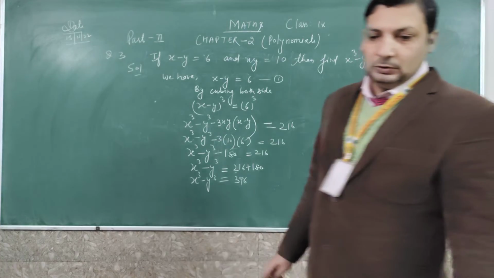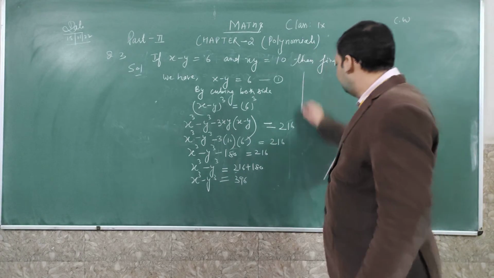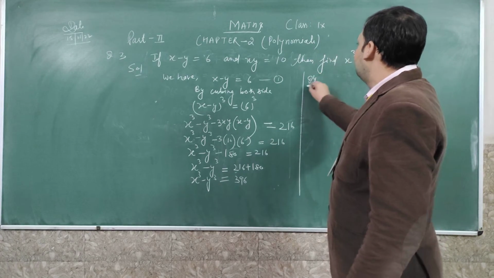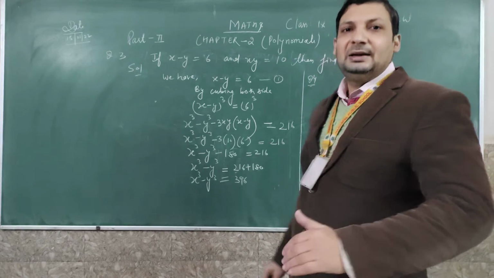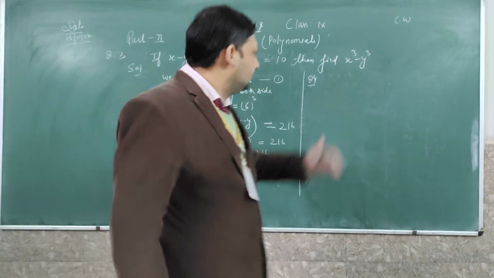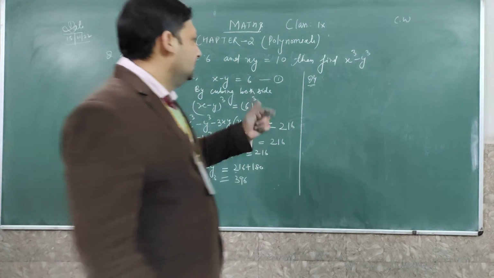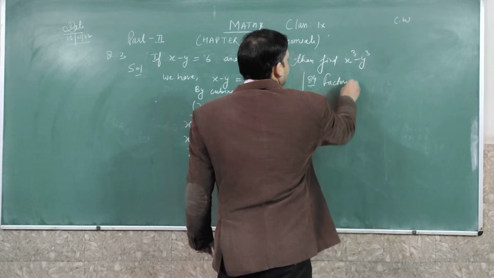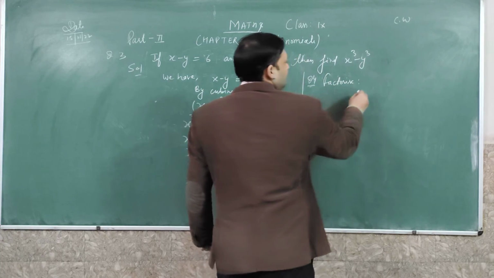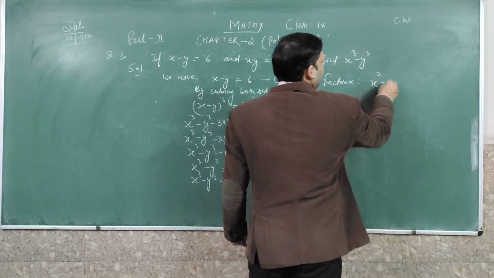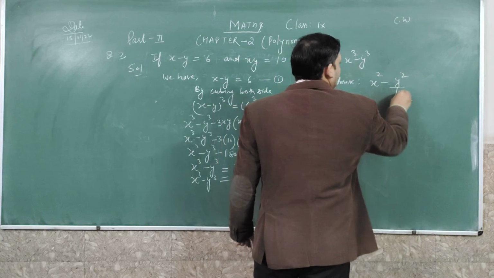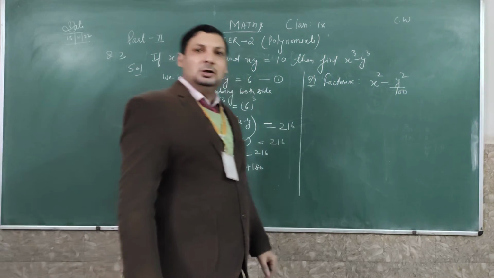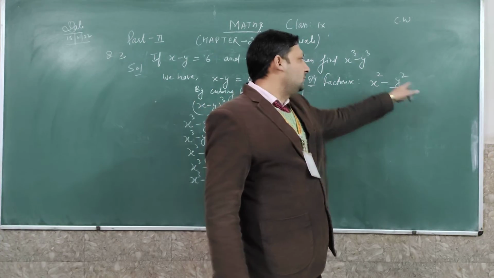Now I will take question number 4, this side. Question number 4. Again, we will think something differently. Factorize x square minus y square by 100. x square minus y square upon 100.